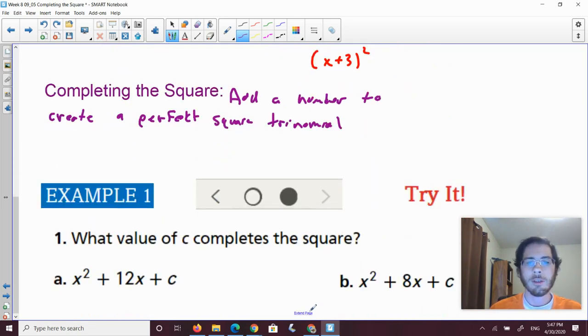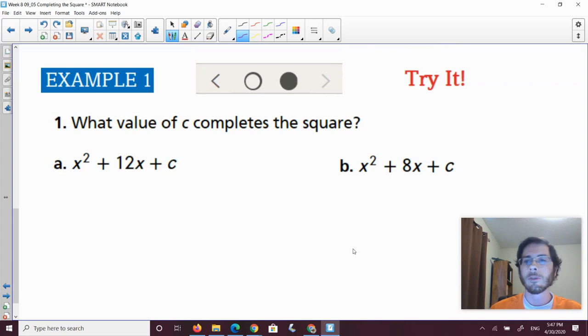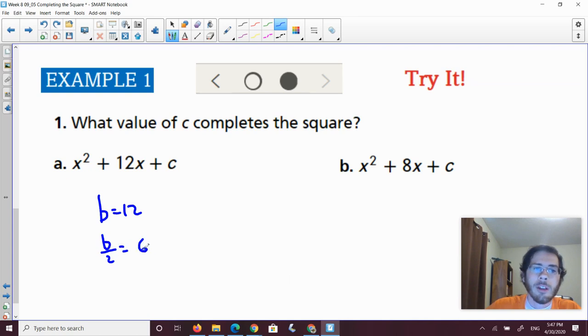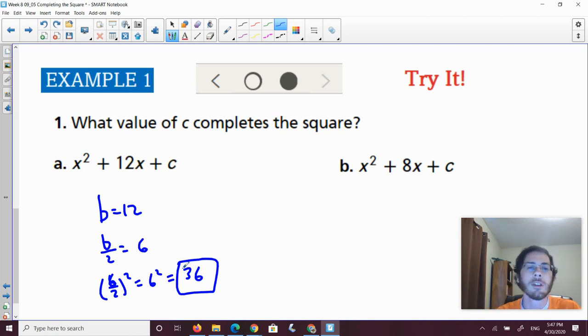So if we try it out, we got the try-its. Again, feel free to pause the video and give these a go. But to find out what value of c completes the square, for the first one, we know b is 12. When we cut it in half, we get 6. b divided by 2 squared is 6 squared, so I get 36. I don't need to check it by factoring or anything like that. We just want to find out what the value of c is. We'd have to add 36 to this part to complete the square.